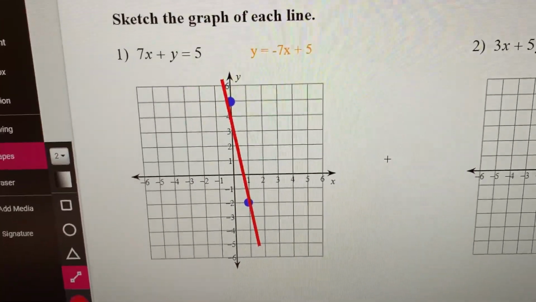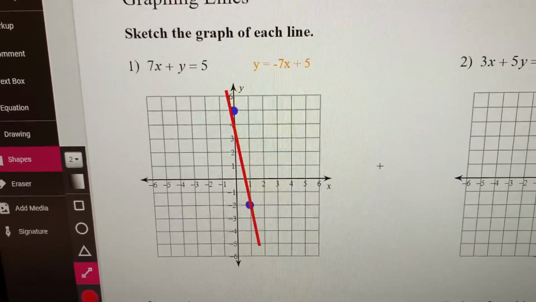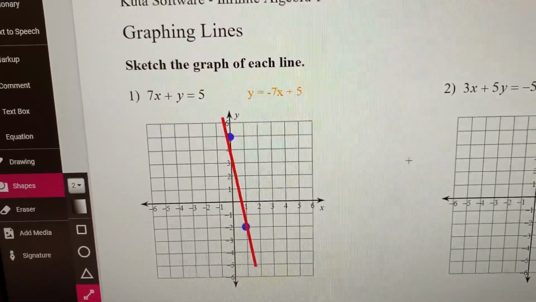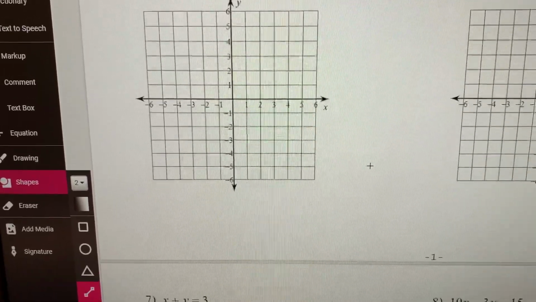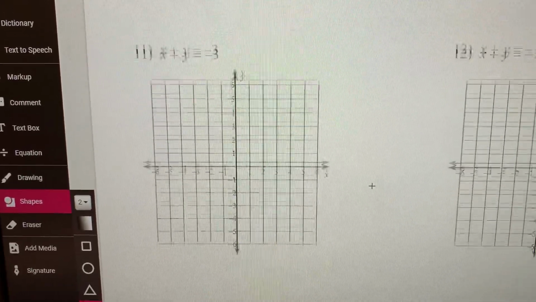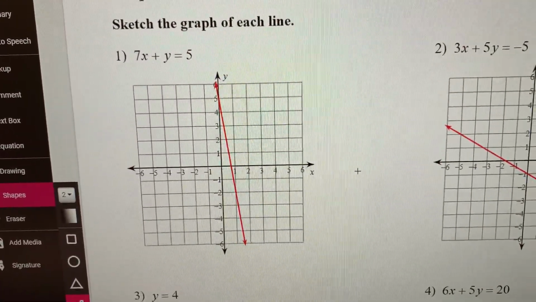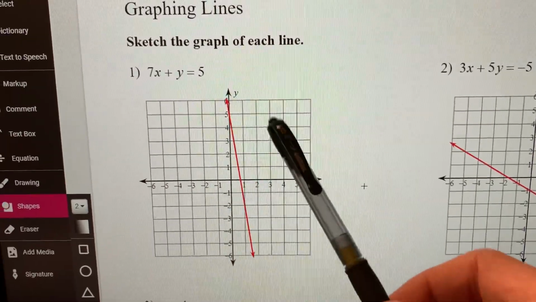Now I've graphed one line. So what I'd like you to do is finish this worksheet. I'll of course have the answers attached to the bottom. It's not for you to copy the answers, but for you to see if you've in fact done them correctly.